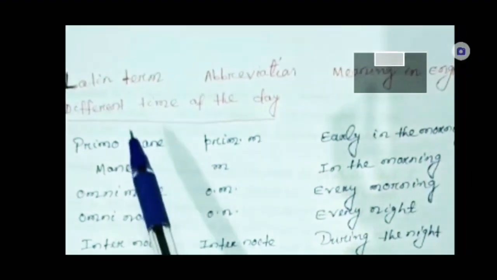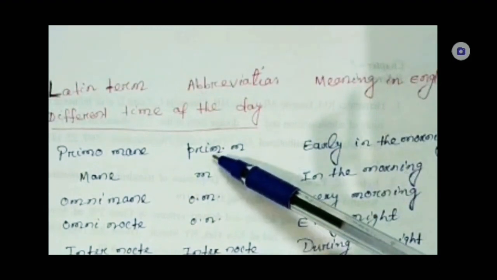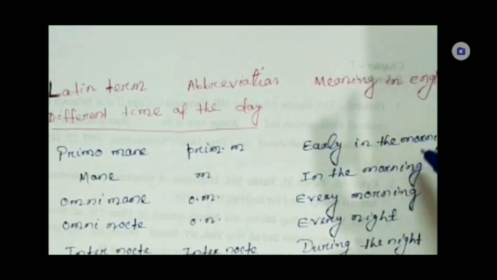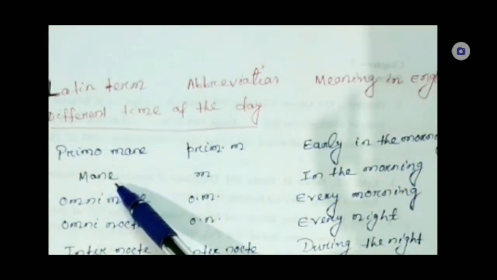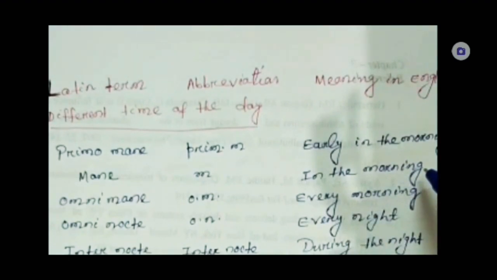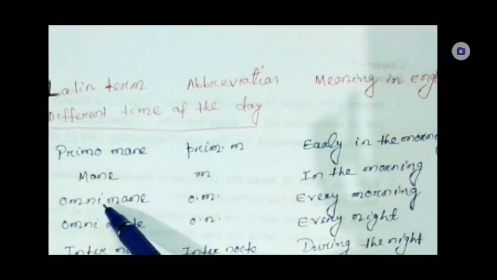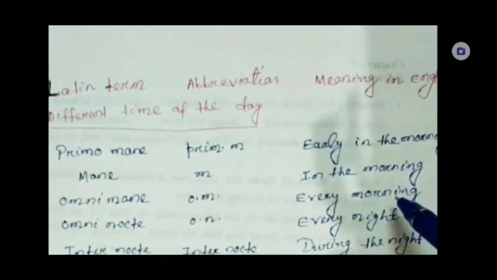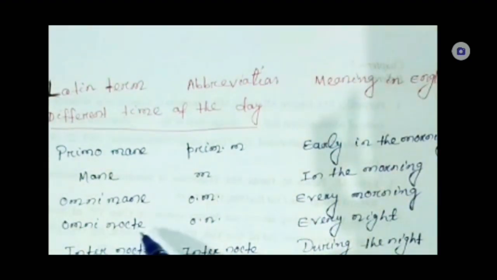Next is different times of the day. If it is written prime mane, the Latin term, its abbreviation is PRIM M. Meaning is early in the morning. If it is written mane, with the abbreviation M, the meaning is in the morning. If it is written omni mane, its abbreviation is O.M. It is meant to be every morning. If it is written omni nocte, O.N., every night.